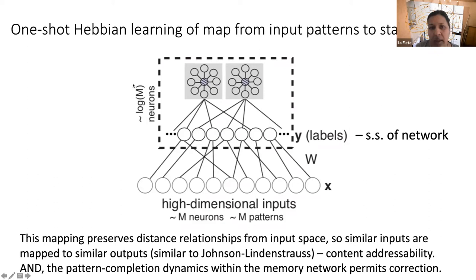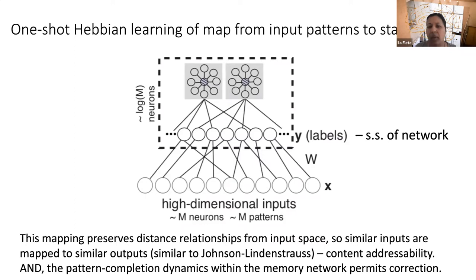Okay, and we can construct with one-shot Hebbian learning a map from the fixed points, the states here that are fixed points, and patterns that are presented one by one in the inputs. And you can do this in a sequential or online way. And the mapping between these external inputs and these memory states preserve relative distances between the input patterns. So therefore, the mapping is content addressable. In other words, the mapping from external images or external vectors to these fixed points is content addressable because of the distance preserving nature of the construction, and the pattern completion dynamics within the memory network permits cleanup so that you can present a noisy version of the input image and it'll retrieve the correct label for that image.